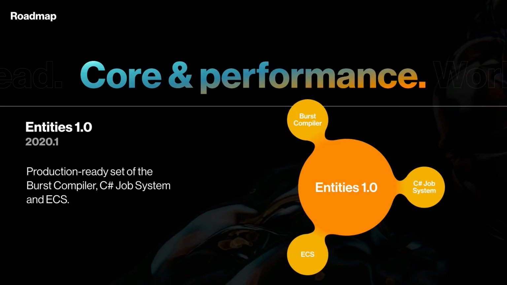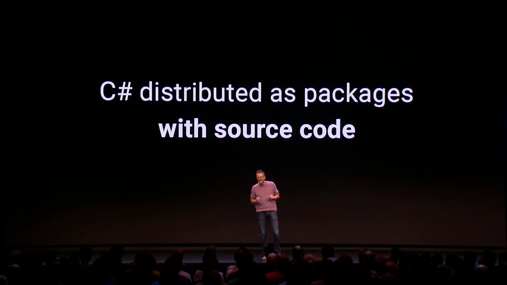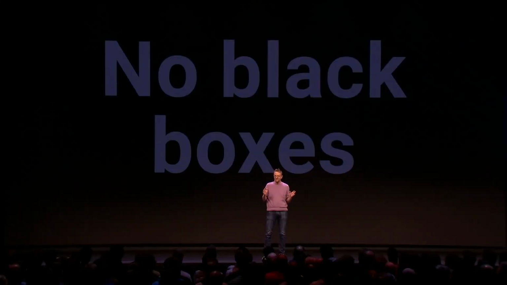Also, on the roadmap talk, it was announced that the DOTS core stack, which is ECS, the job system and Burst, will all be out of preview and production ready in 2020.1. And again, everything is still available as a package, including the source code, so you can inspect it to see how it works, and if you have an issue, you can follow along with the stack trace.